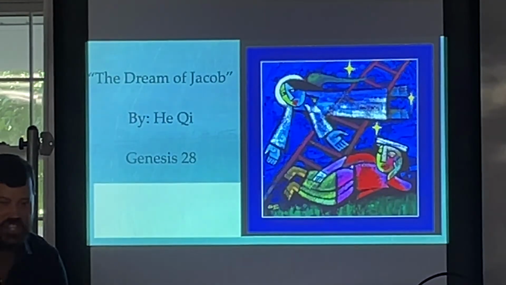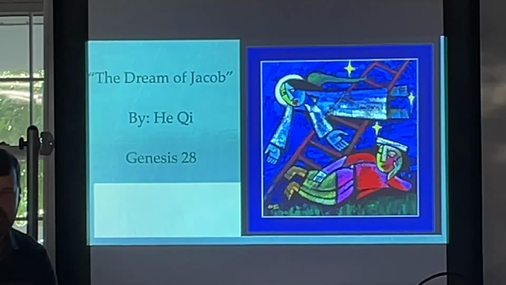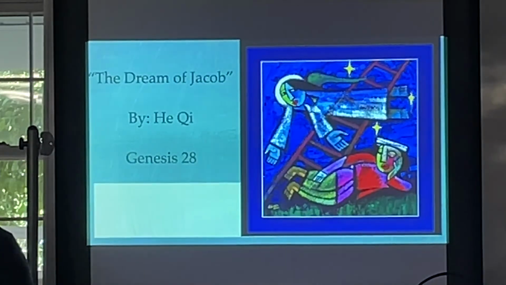The dream of Jacob. Jacob and the ladder. Angel. His head on a rock. Head on a rock. He looks like he's leisurely laying there, like, that's fine. Yeah, like not really asleep. Good.